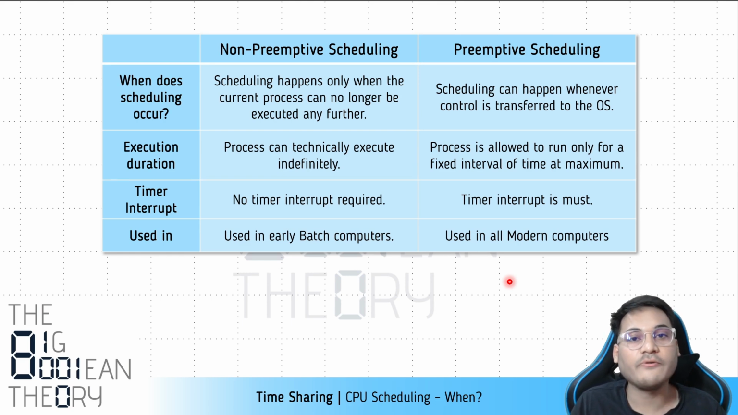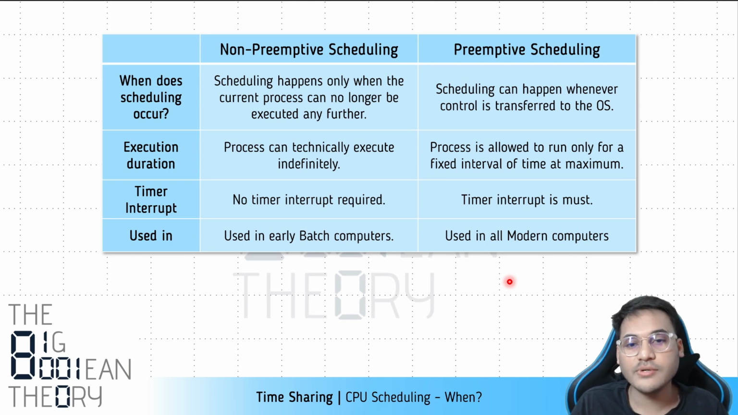So here, timer interrupts are a must. The basic idea behind preemptive scheduling is that even if the current process is ready to execute and has more instructions left to execute, even then the control of the CPU will be taken away from it and given to some other process, so that all of the processes are given a fair share of the CPU. All of the processes have a good response time. So in this technique of time sharing, a preemptive scheduling algorithm is a must, right?